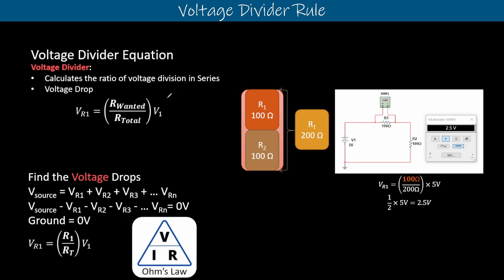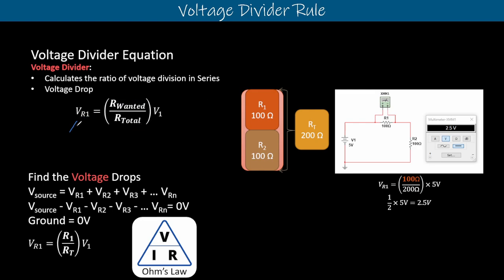The voltage divider rule uses our ratio equation for resistance, and we can remember it by saying want over have: specifically the resistance that we want to know the voltage drop across, VR1 here, and so we would put R1 on top as our want, and then on bottom would be our total resistance, and that's what we have in the circuit.